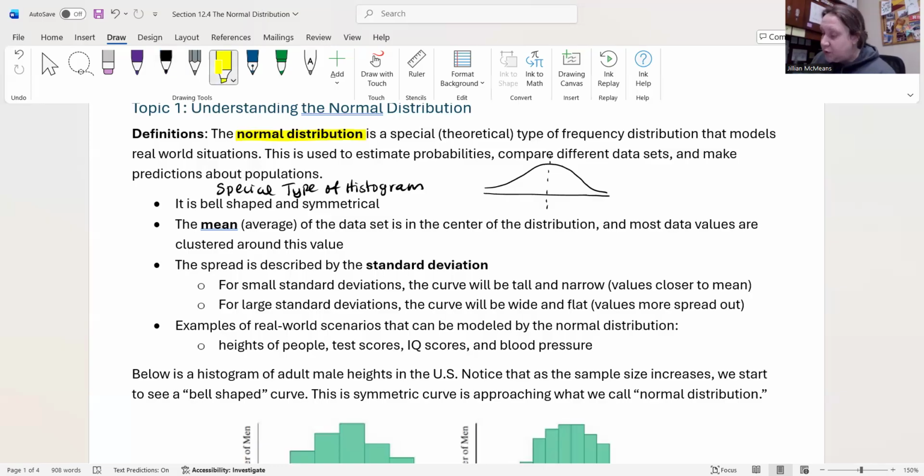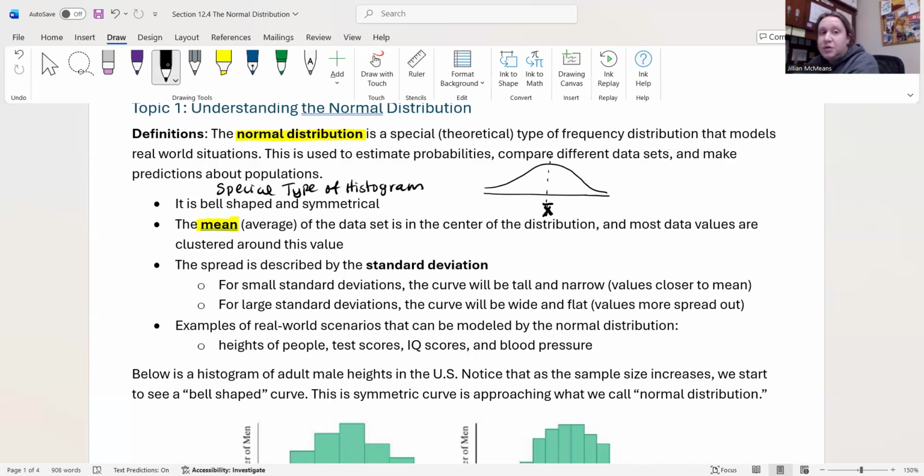The mean, which we already know is the average, is going to be the center of the distribution. So this value in the middle, right here, would be the mean. And most of the data values would be clustered around that. You can see the bell part, the little curve that goes up, that's going to represent the bulk of your data. Remember, this is really just a frequency distribution. So data items close to the mean have the highest frequency. Data items further away from the mean have a lower frequency. They don't occur as often.